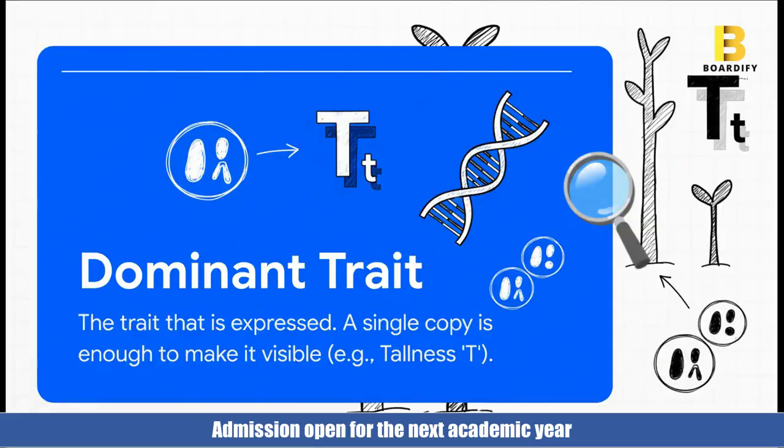Okay, so what's a dominant trait? It's the one that always shows up, even if there's only one copy of its instruction. It's kind of the loud one in the room. In Mendel's pea plants, tallness, which we show with a big T, was dominant. It completely covered up the shortness in that first generation.